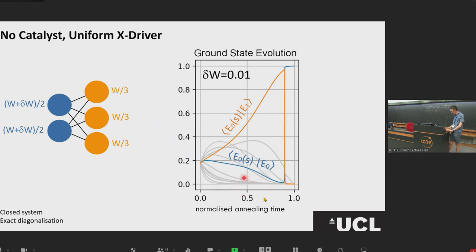And you can see that basically the system has a strong overlap with the first excited state until we get to this avoided level crossing here towards the end of the anneal. And then we have what I might loosely describe as a phase transition, although not in the thermodynamic limit, of course, where we have a sudden transition of weight to the ground state at the end of the anneal. And getting the system through this is what causes the problem hardness. So that's what happens. Again, this is a closed system where we're just doing exact diagonalization because it's a nice small system. That's what happens when we have a uniform X driver with no catalyst.